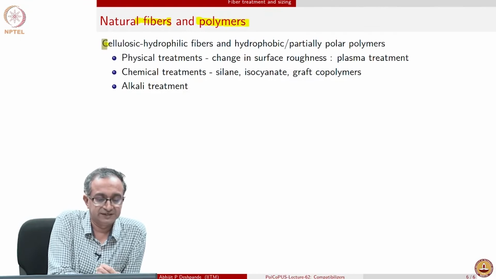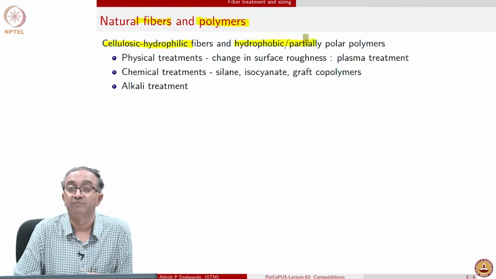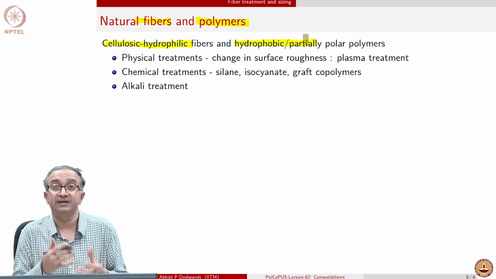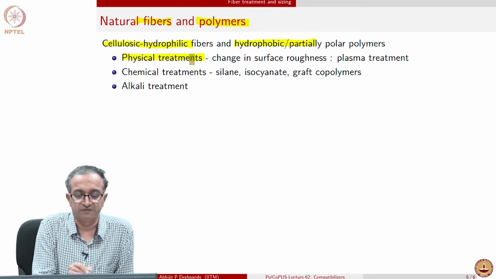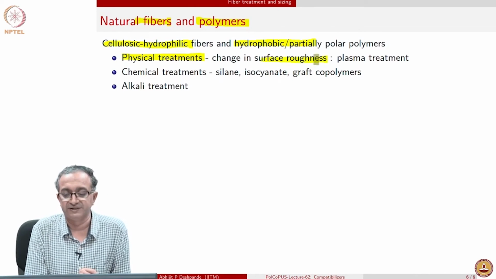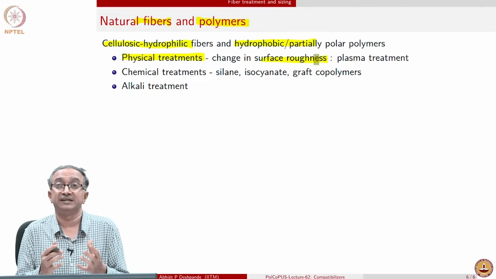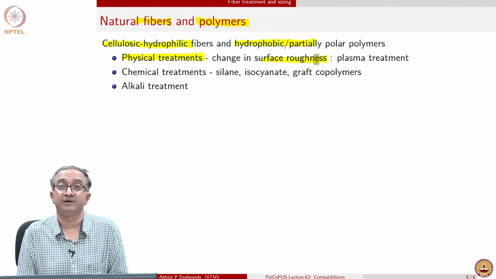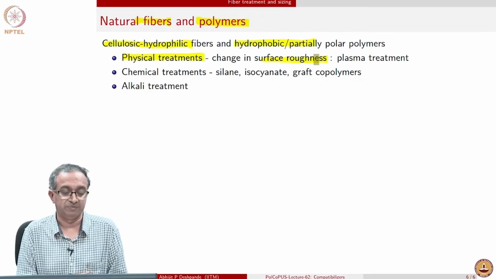So, generally as I said, cellulosic hydrophilic polymers and hydrophobic, partially polar polymers, how do we compatibilize them? Generally we can do physical treatment of the fiber, which can change the surface roughness. You can also do plasma treatment. All of these are basically influencing the surface of the natural fiber, so that better interaction between polymer matrix and natural fiber can occur.